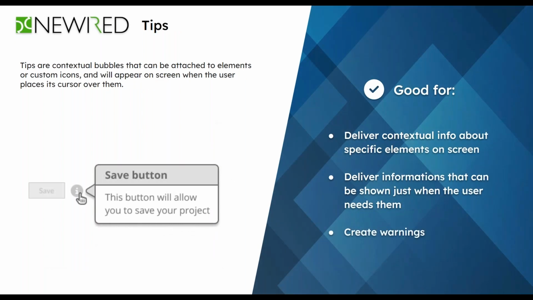Then I would like to mention also what I like to call our jolly bubble, that is the tip. So the tips are actually external to the journeys. They are sort of callouts, so they are contextual bubbles that can be attached to the elements or to custom icons that you can customize, and they will appear on screen when the user places the cursor over them, or when you decide that they should appear. So they always appear on that specific page, showing themselves depending on the settings you decide.